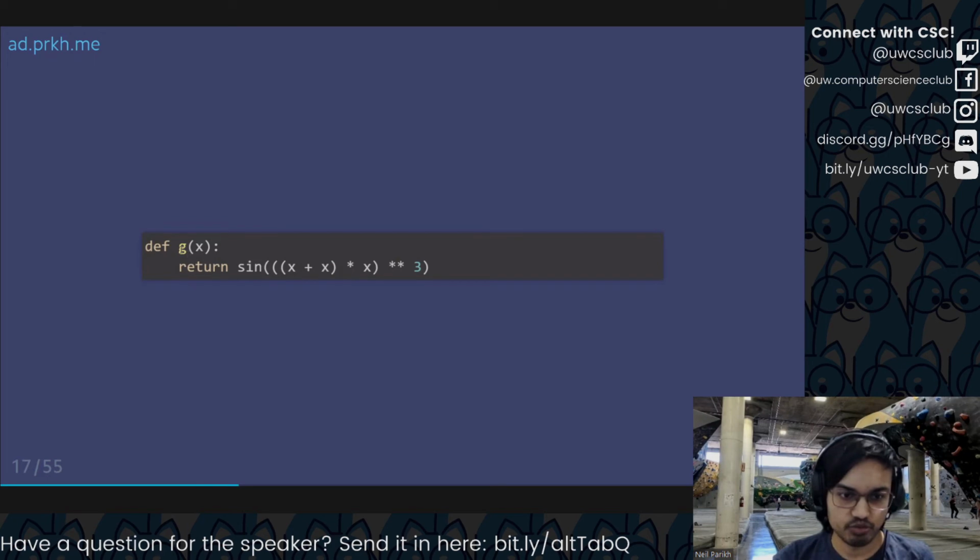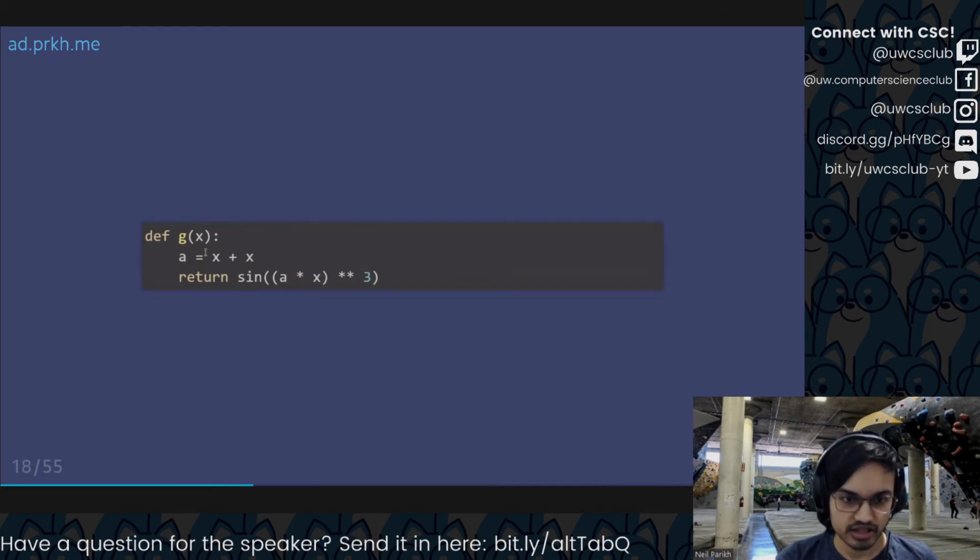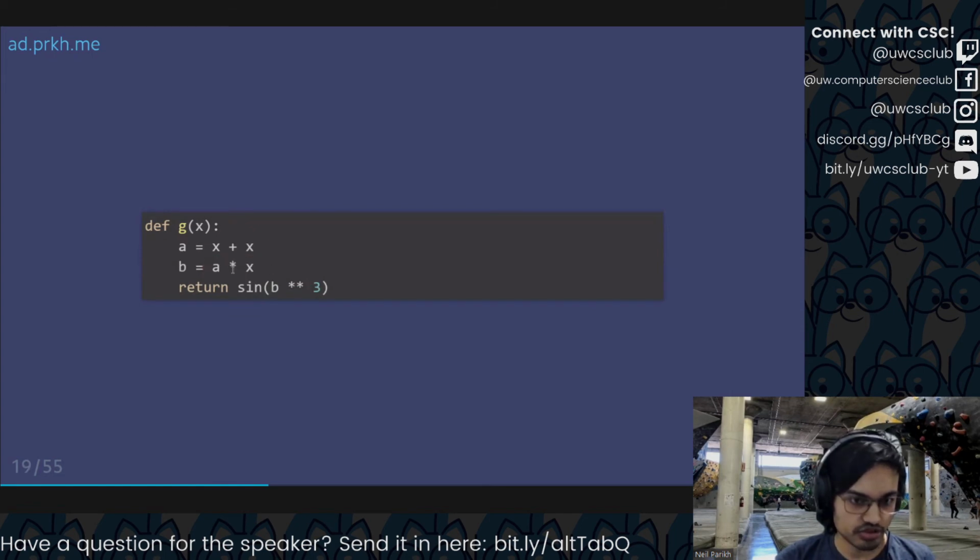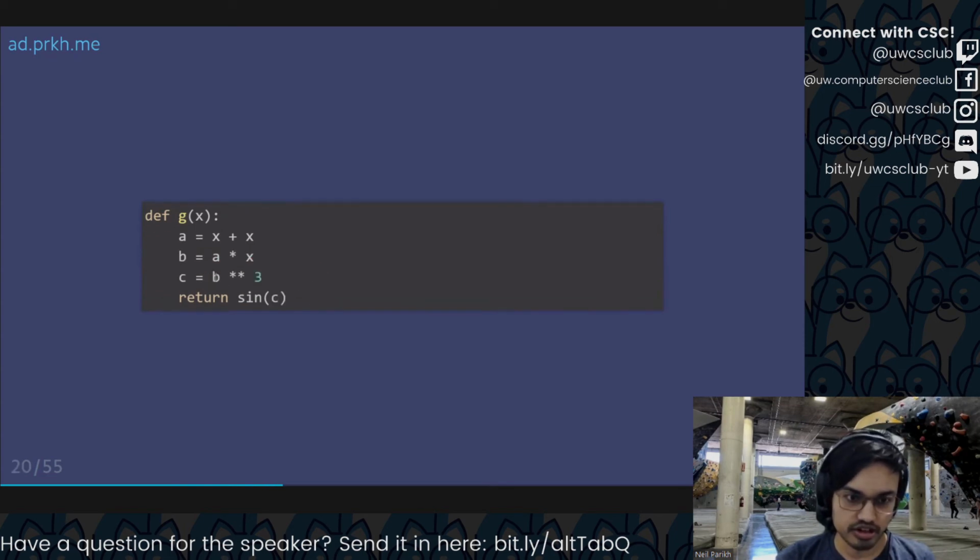We want to find dg/dx, right? This is pretty complicated, so to simplify, let's take some of these intermediate values and put them into variables. Let's take the x plus x and put it into a. All I've done is take this x plus x and replace it with a, where a equals x plus x. Let's do it again with a times x and put that into a variable called b. Same idea: b equals a times x. And finally, let's take this b to the power of 3 and put it into c. So c equals b to the power of 3. Just to make it a little easier to handle.